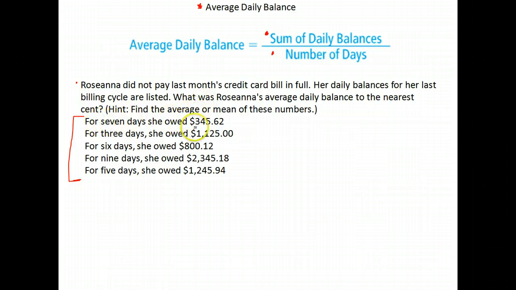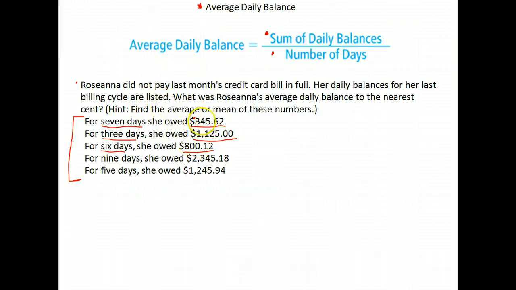Now, rather than write down $345.62 7 times, they just told us the first 7 days she owed $345.62 each day. Okay, and then for the next 3 days, she owed $1,125, and so on. The next 6 days after that, she owed $812. Now, the reason the numbers are changing is because she's either making payments to reduce her balance, or she is charging more things to her account, which would add to her balance.